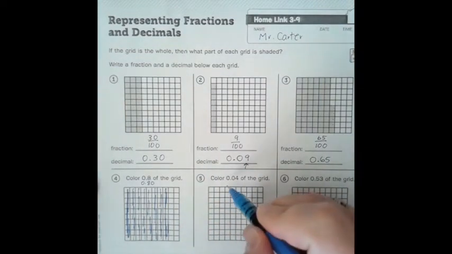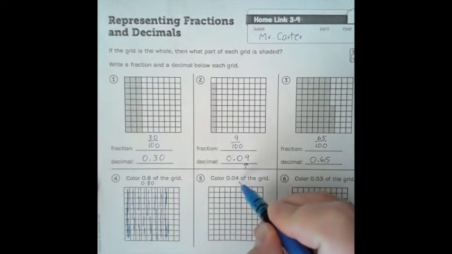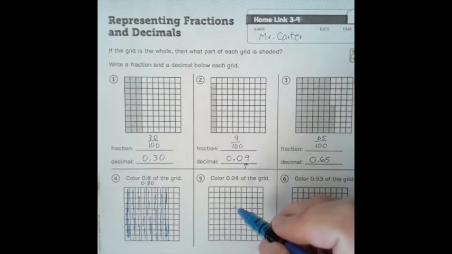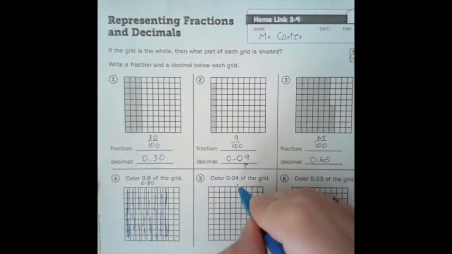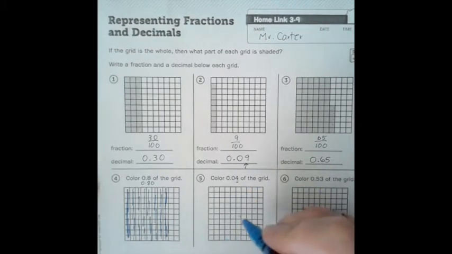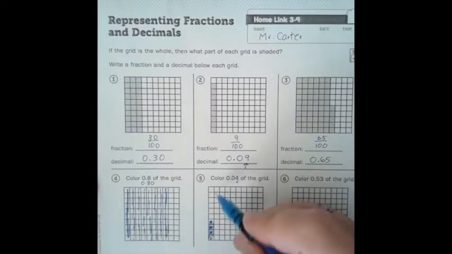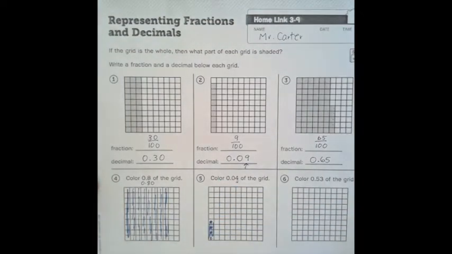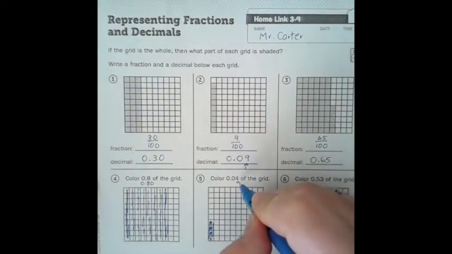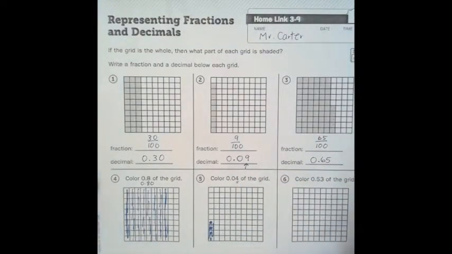So now we're coloring in 4 hundredths of the grid. So again, this is our hundredths place. So we want to color only 4 out of 100. 1, 2, 3, 4. A common mistake would be to color in 4 columns because you're thinking it's 4 tenths. But you want to be careful. This is the hundredths place.